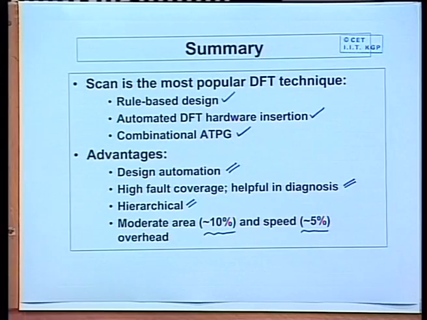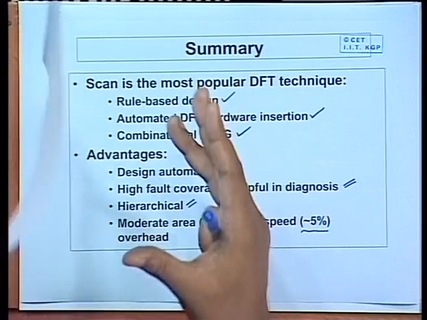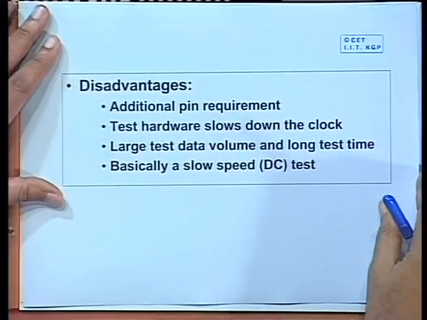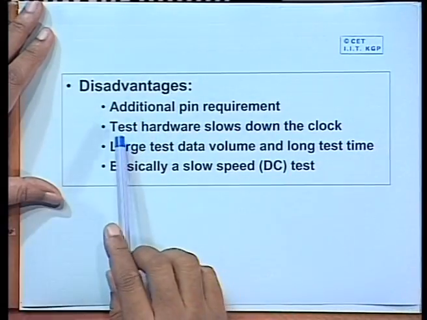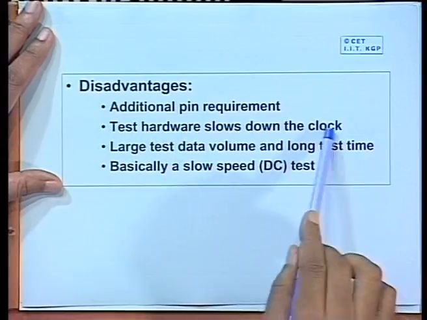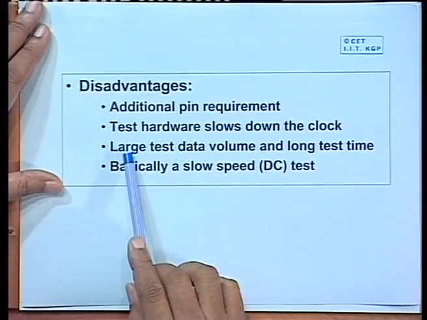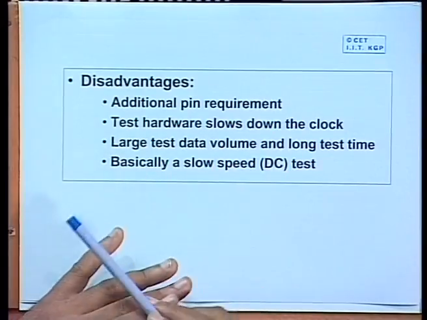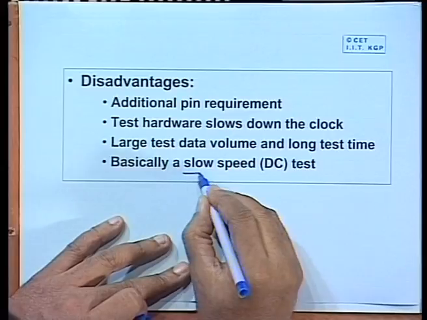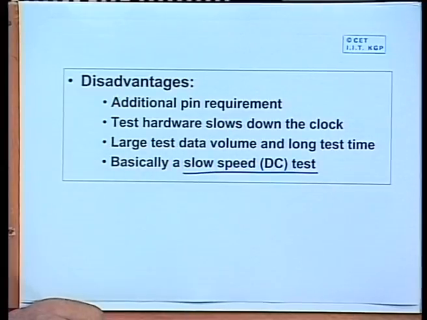Other than those applications, for most other applications this overhead can be acceptable. Okay. There are disadvantages also, as we had seen. We need additional pins, we need additional test hardware which can slow down the clock, large test data volume, because for applying each individual test we have to apply so many clocks and so many shifts. So, the total testing time is increased, and this is a slow speed or DC test.